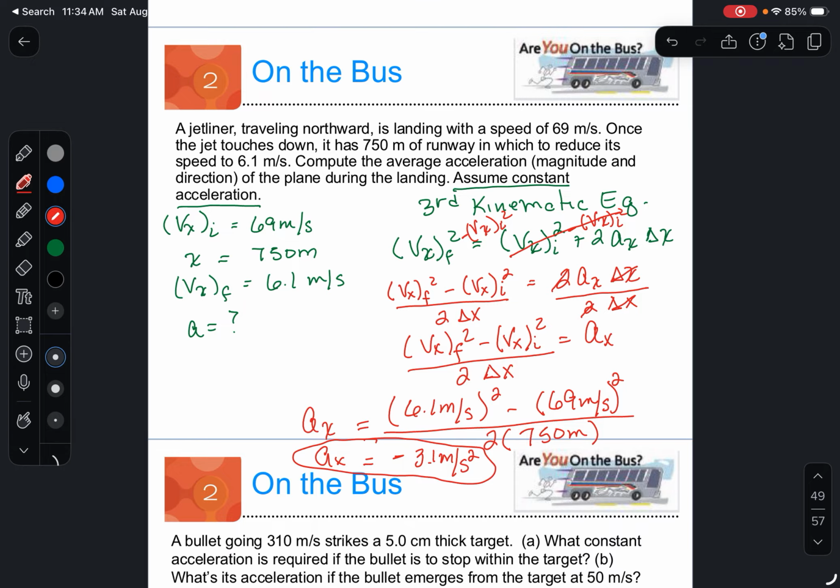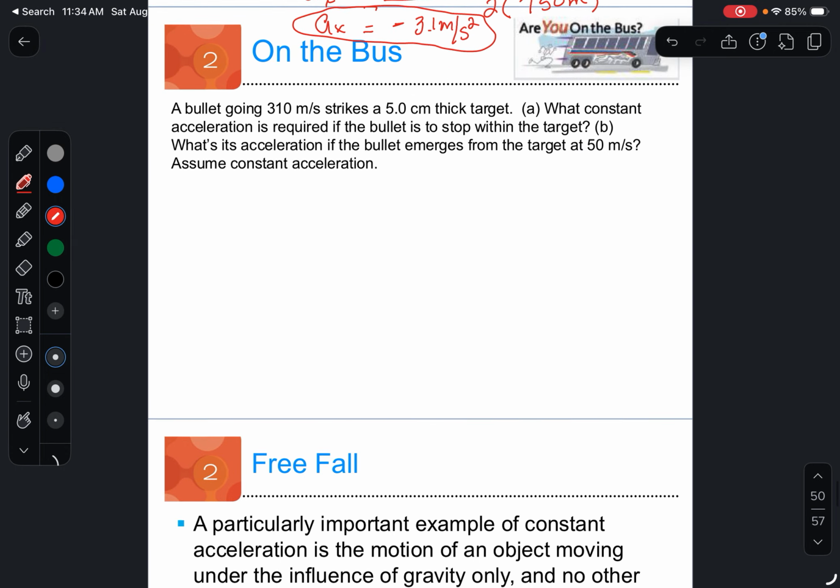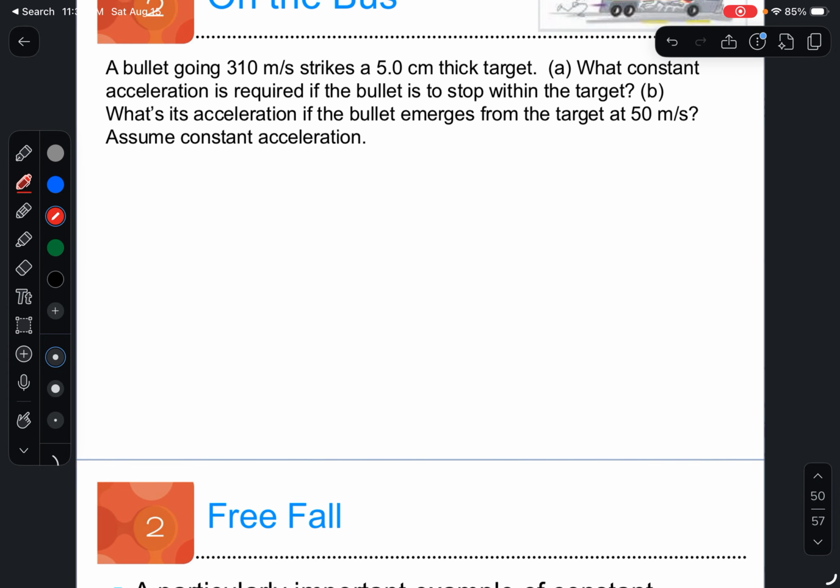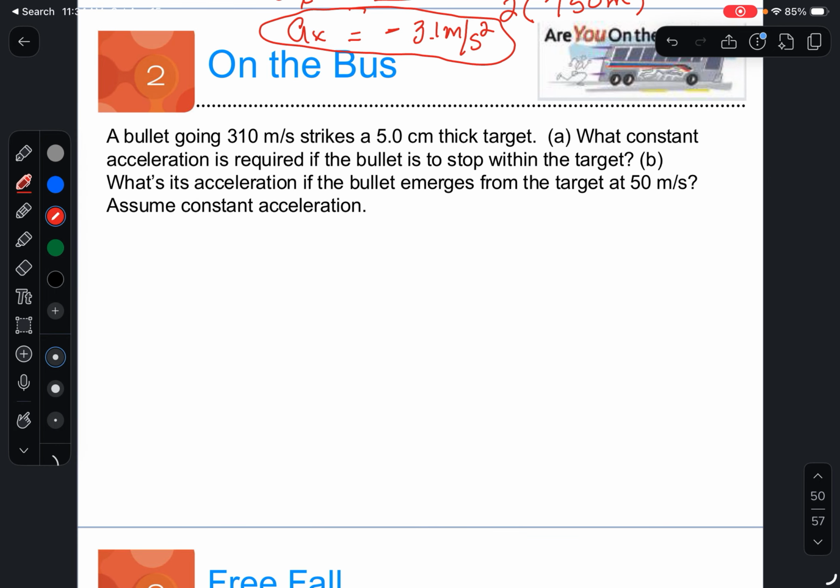Okay, let's try another one. In this one, we have a bullet going 310 meters per second that strikes a 5 centimeter thick target, and you're asked 2 things. A, the constant acceleration required if the bullet's to stop within the target, and B, the acceleration if the bullet emerges from the target. Okay, so let's make our list.